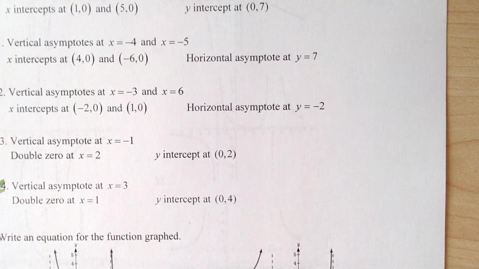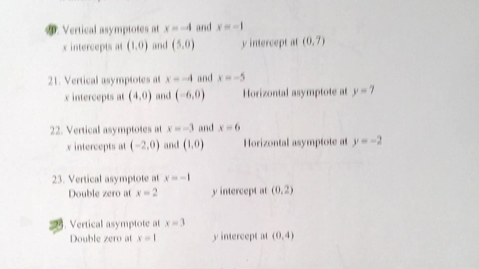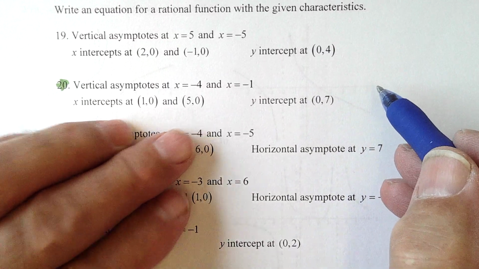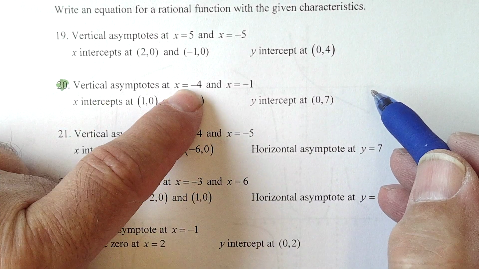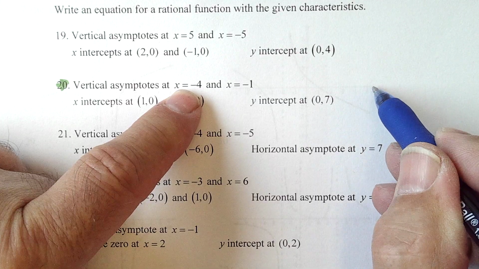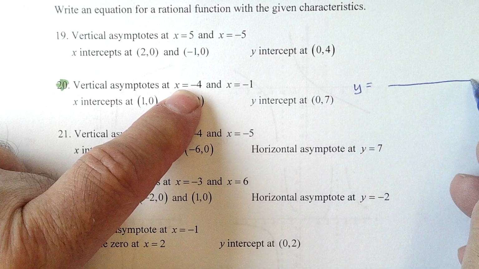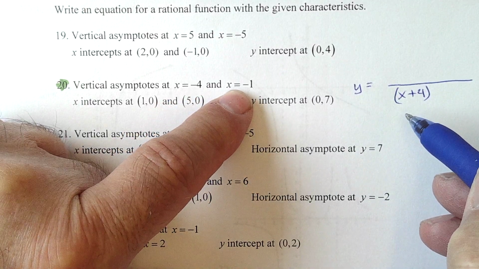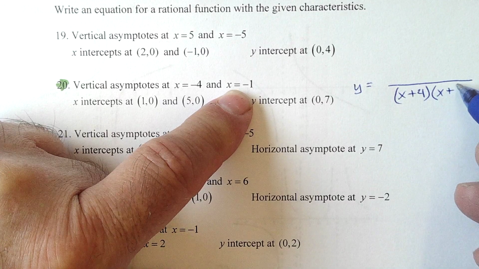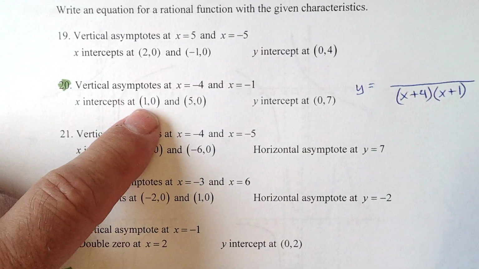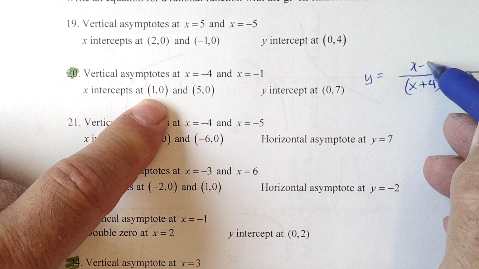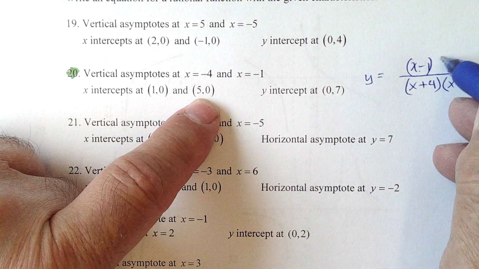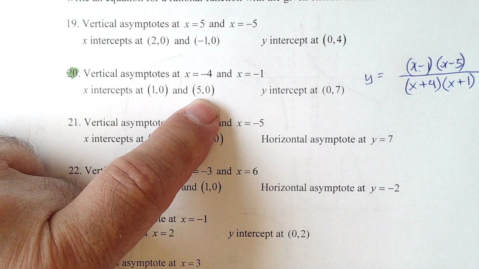Okay. Page 2, number 20. Now we're reversing the process. What if we know there's a vertical asymptote at x equal negative 4? That means the denominator has x plus 4. If it's at minus 1, that means x plus 1 must be in the denominator. X-intercept of 1 means x minus 1 has to be a factor in the numerator. At 5 means x minus 5 also has to be in the numerator.